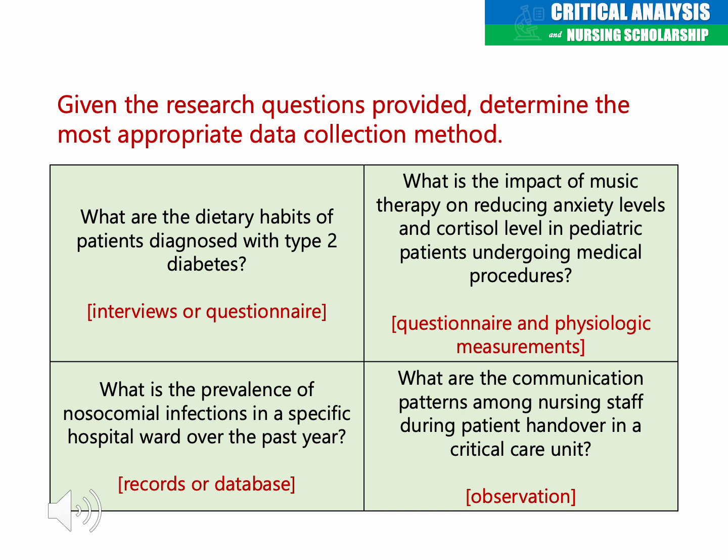The third is, what is the prevalence of nosocomial infection in a specific hospital over past year? So in here we're looking for data collected already, so most probably we will be using existing data, such as records or database. The fourth one, what are the communication patterns among nursing staff during patient handover in a critical care unit? We're talking about communication patterns, so most probably the most appropriate data collection method is observation.